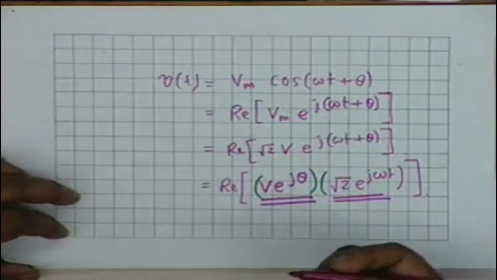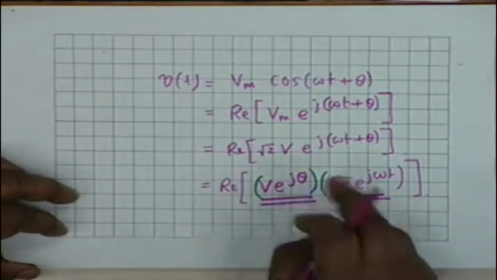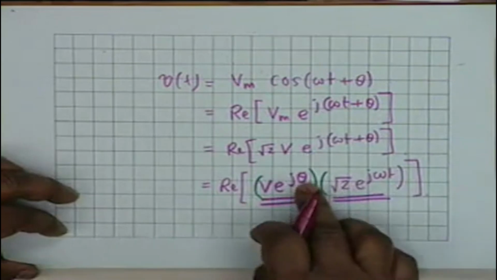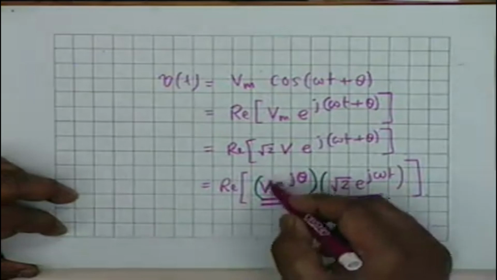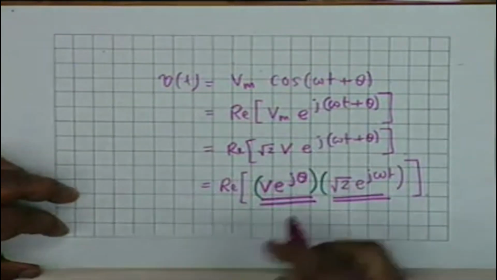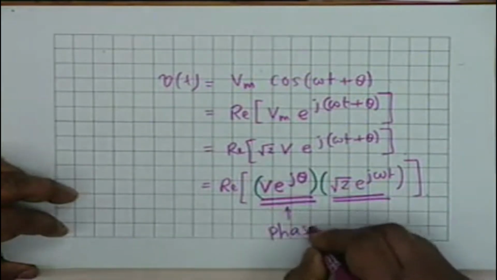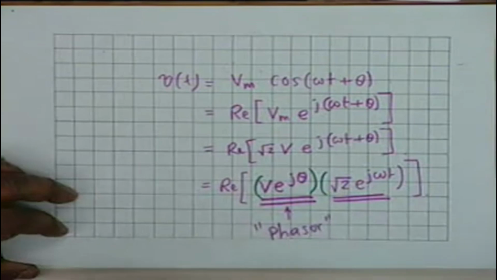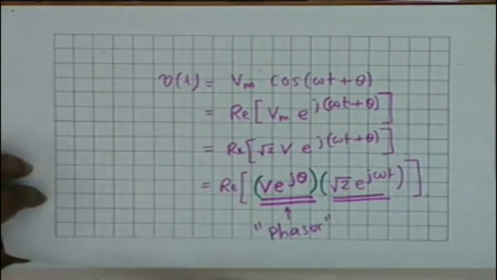If I have another voltage which is 90 degrees out of phase with this, then all that I do is add e to the power j(theta plus 90). If the magnitude is different, I will take the differing magnitude there. So this quantity is known in electrical circuit analysis as a phasor.